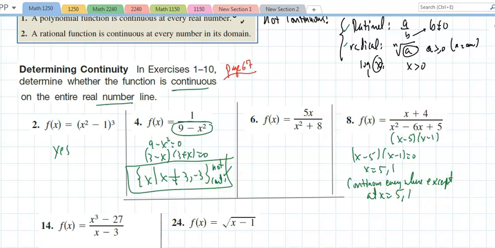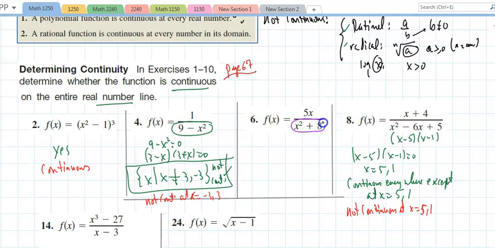You know, if you like, you could write not continuous at x equal 5 or 1. So you're saying it's continuous everywhere except there. Here, yes, continuous everywhere. And here, instead of writing this, you could have said not continuous at x equal negative 3 or 3. No biggie. How about here?